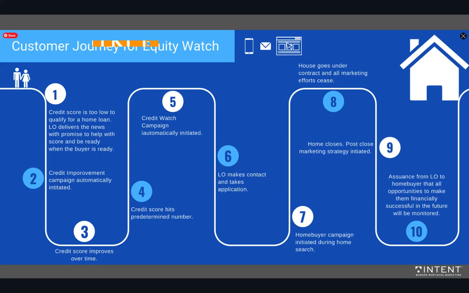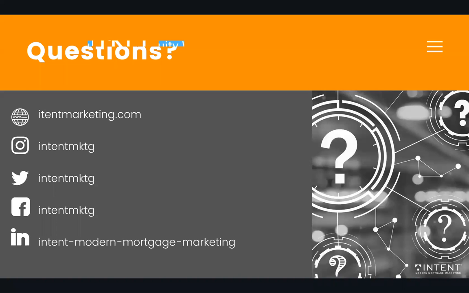Again, these are all the steps that we take in order to make sure that that customer stays with you, does their refinance with you, or is so grateful to you for being able to refi out of having to pay PMI, that they're never going to go anywhere else.